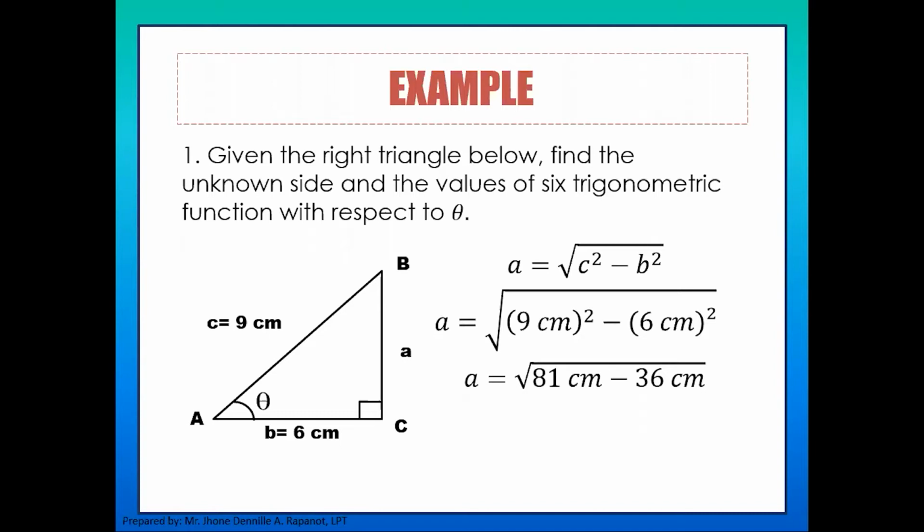Likewise, do the operation to simplify it further. We have A is equal to square root of 45 centimeters. Again, we don't have a direct answer for square root of 45. What we're going to do here is to still get the value of square root of 45, and we have to write it in terms of decimal form. That is still acceptable. So that is A is equal to 6.71 centimeters.